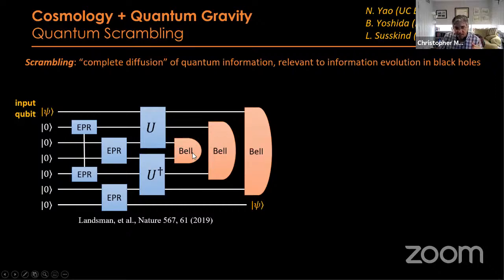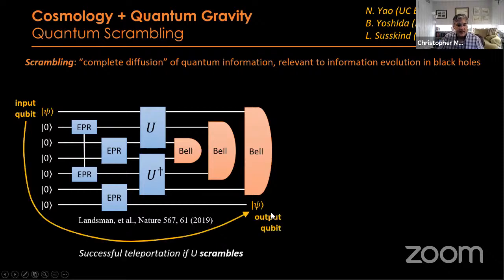There are many ways to look at this circuit. One of the weakest ways, and it's not scalable, is that we do a post-selection based on measuring a Bell state in any one of these pairs. It doesn't matter which one. But when you measure a Bell state on, say, qubits 3 and 4, you get to say, okay, I'm now going to measure the last qubit. And it turns out that if and only if U scrambles, this qubit, the first unknown state here, gets teleported to that last rail, if and only if U scrambles.